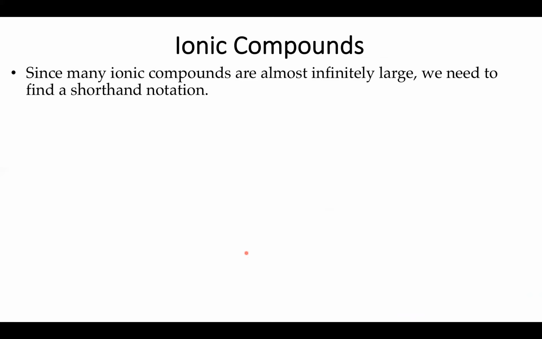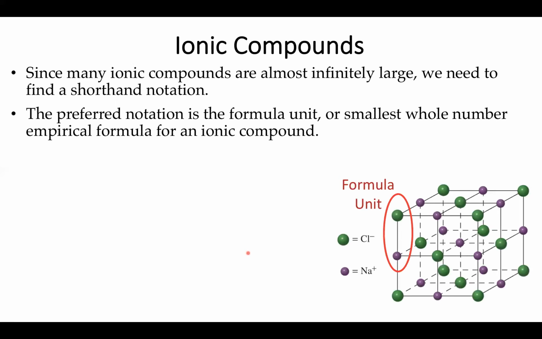So because all of these ionic compounds are pretty much infinitely large, there's going to be moles worth of sodium and moles worth of chloride. We do need a shorthand way of talking about how many ions are present. So the preferred notation is essentially called the formula unit. So this is pretty much an empirical formula for an ionic compound. Same basic idea, it's going to be the smallest whole number ratio.